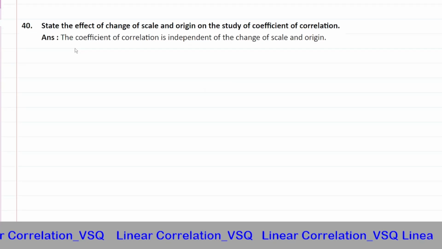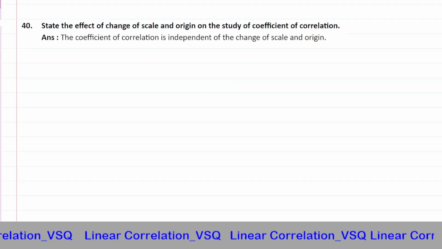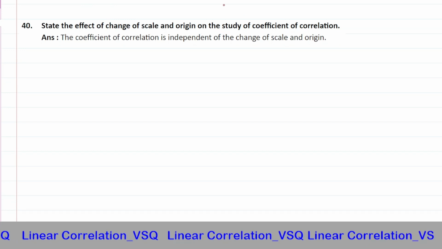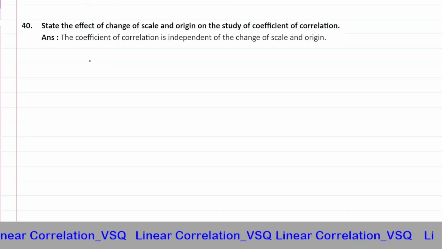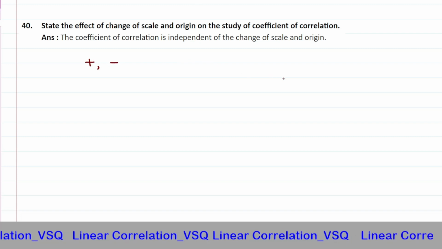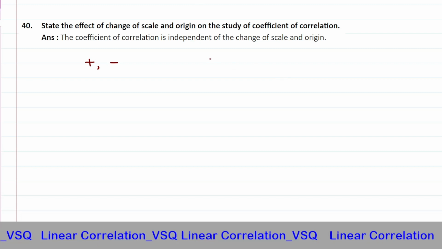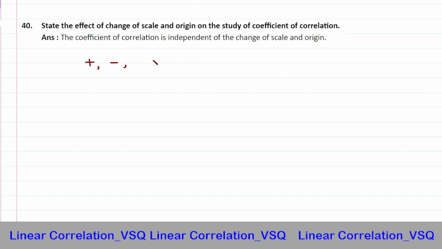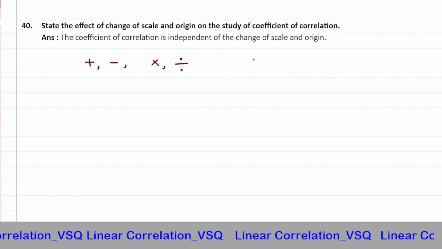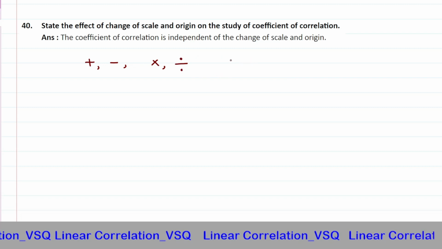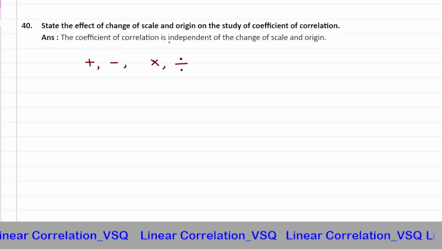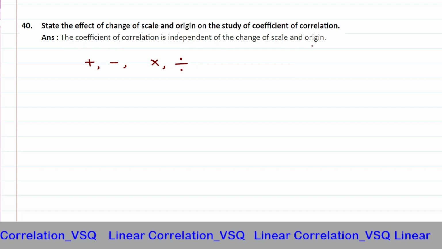Question number 40. State the effect of change of scale and origin on the coefficient of correlation. Okay, we know that there is no effect of plus and minus. That means the correlation coefficient is independent of the effect of origin, and similarly, there is no effect of multiplication and division. That means the correlation coefficient is independent of the effect of scale. The answer is: the coefficient of correlation is independent of the change of scale and origin.